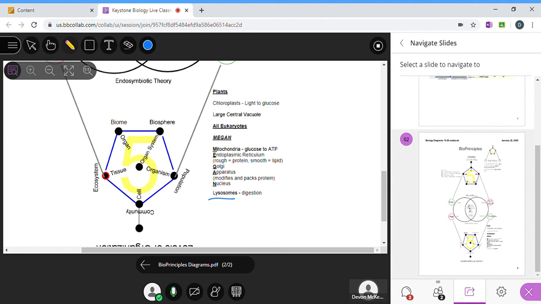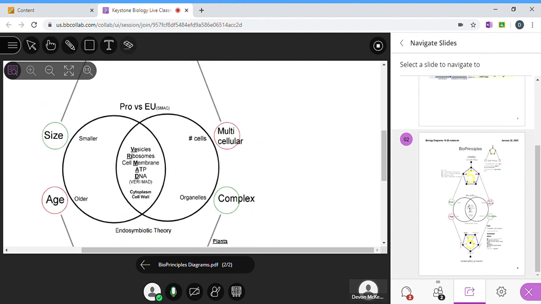These are the organelles of the cell. And one more time, these organelles are eukaryotes only. They are not found in prokaryotes. But what are found in prokaryotes and eukaryotes?